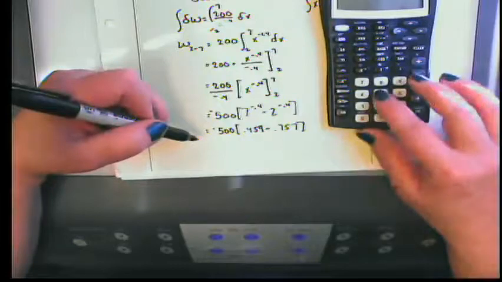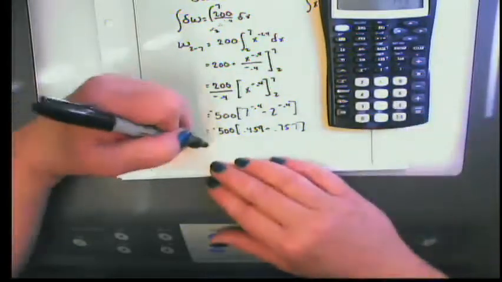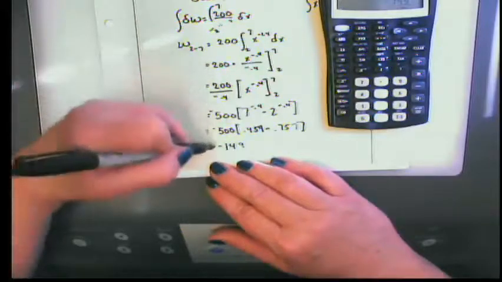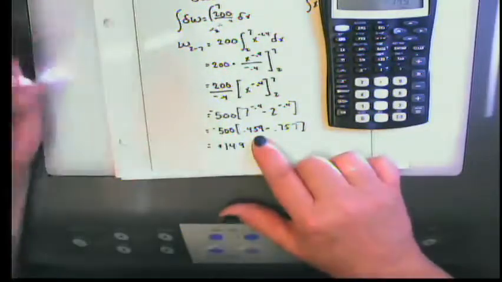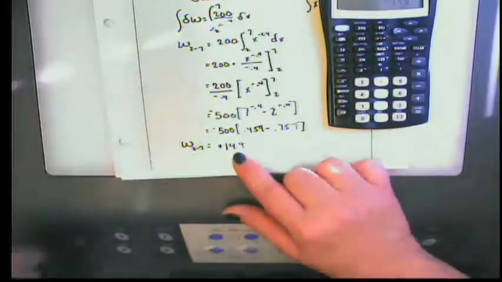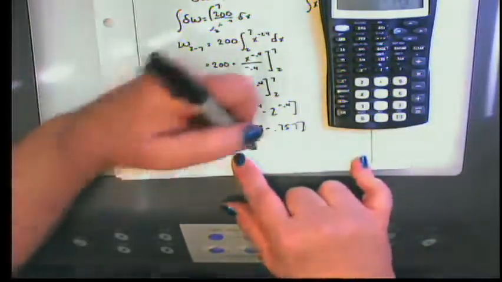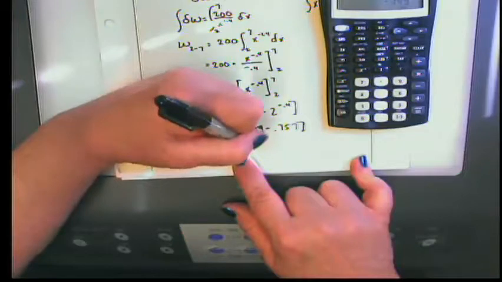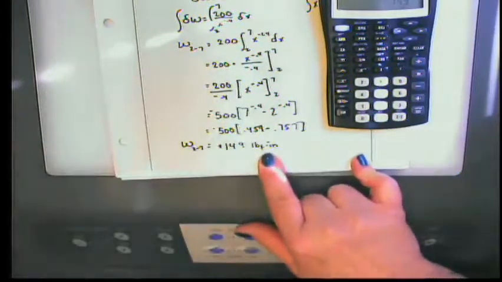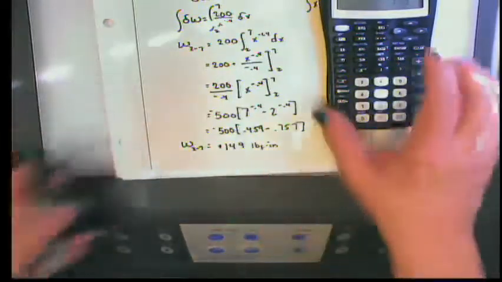And I multiply that by negative 500, and I get negative 149. Excuse me, positive 149, because this is negative and this is negative. So the work done from 2 to 7 inches of compression is 149. That would be in pounds of force inches. All right, so now I need to convert to BTUs.